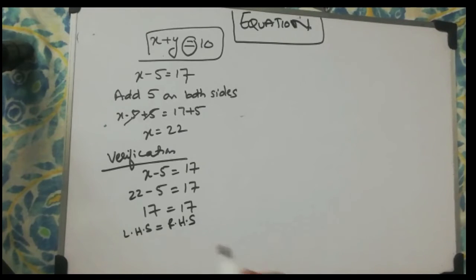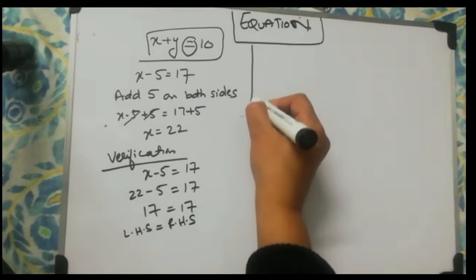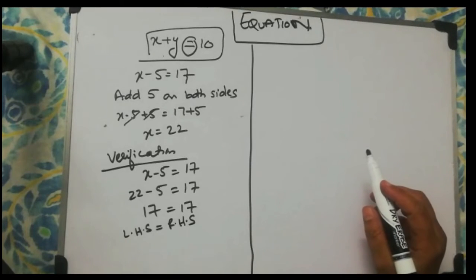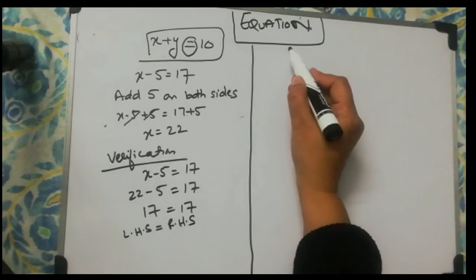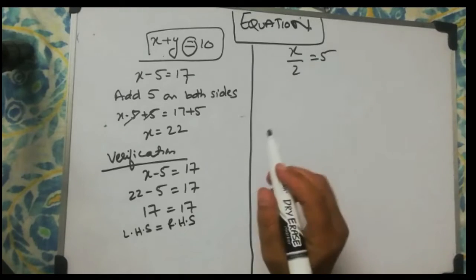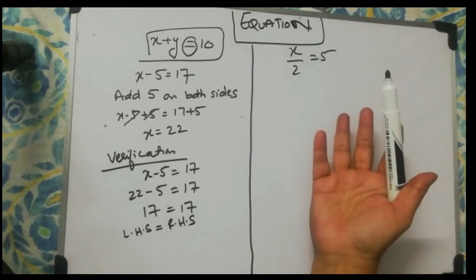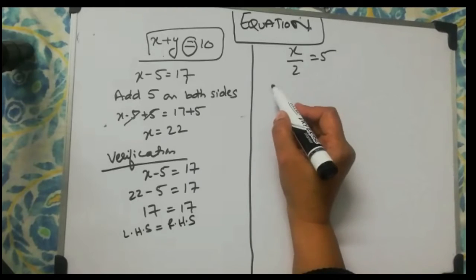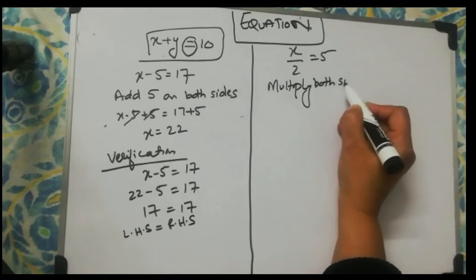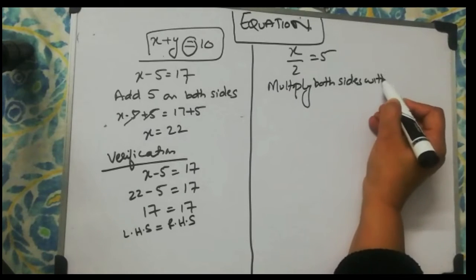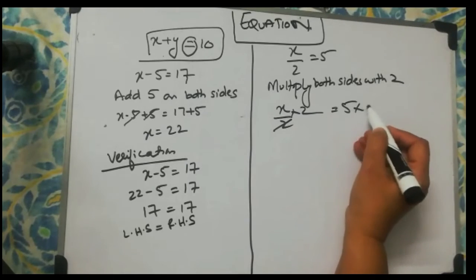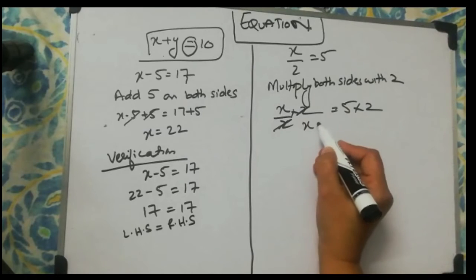Now if we have an equation with a division sign, suppose x upon 2 is equal to 5, like this. So what to do? This 2 is dividing, so the opposite will be multiply. Since it is an equation, multiply both sides. Again, the word both sides is important. With 2: x upon 2 multiplied by 2, similarly 5 multiplied by 2. This 2 and this 2 cancel. So x is equal to 10.